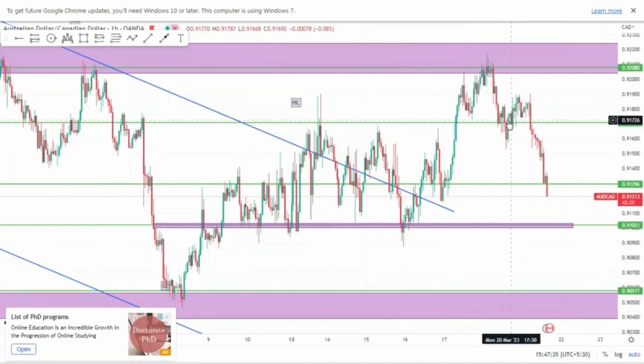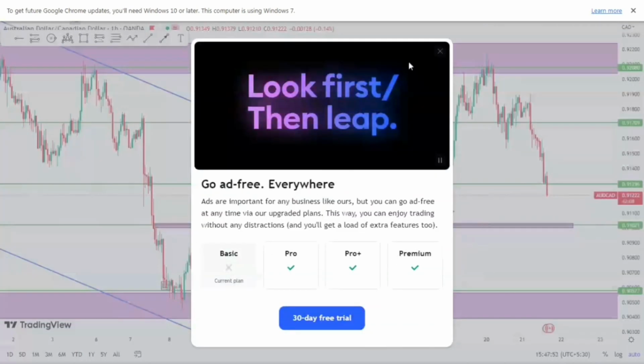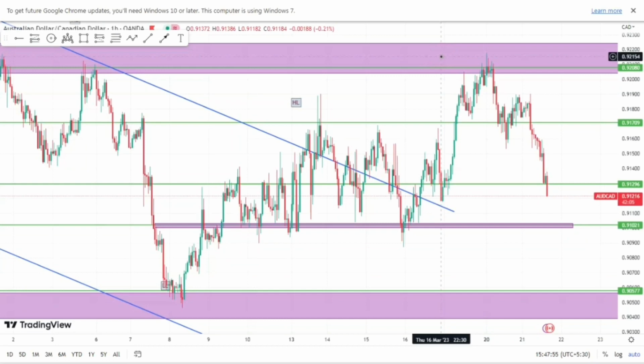We can see the market is creating a new structure, a new trend. I'm not in it. What we see is that the market broke out of this, came back to this level, and now it's coming back down.